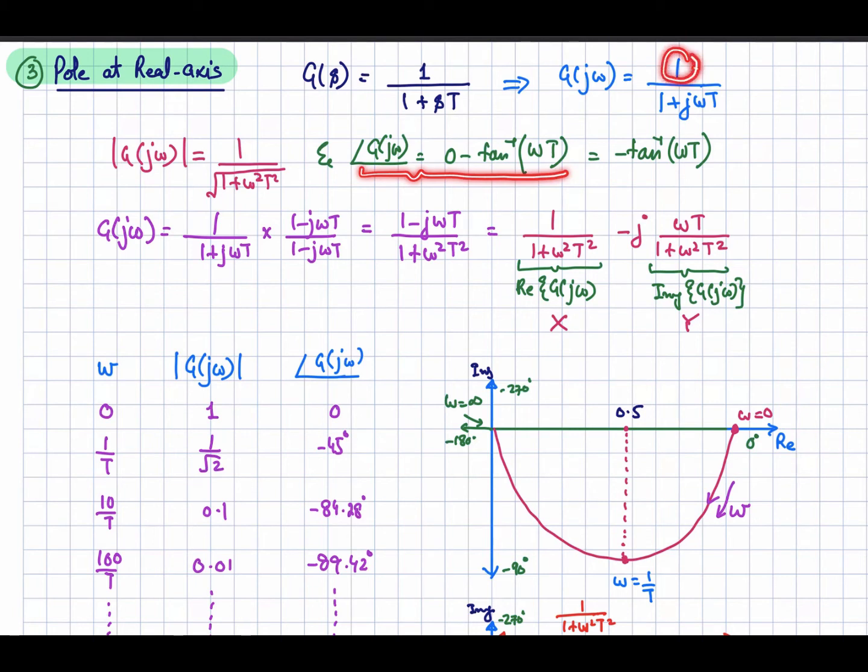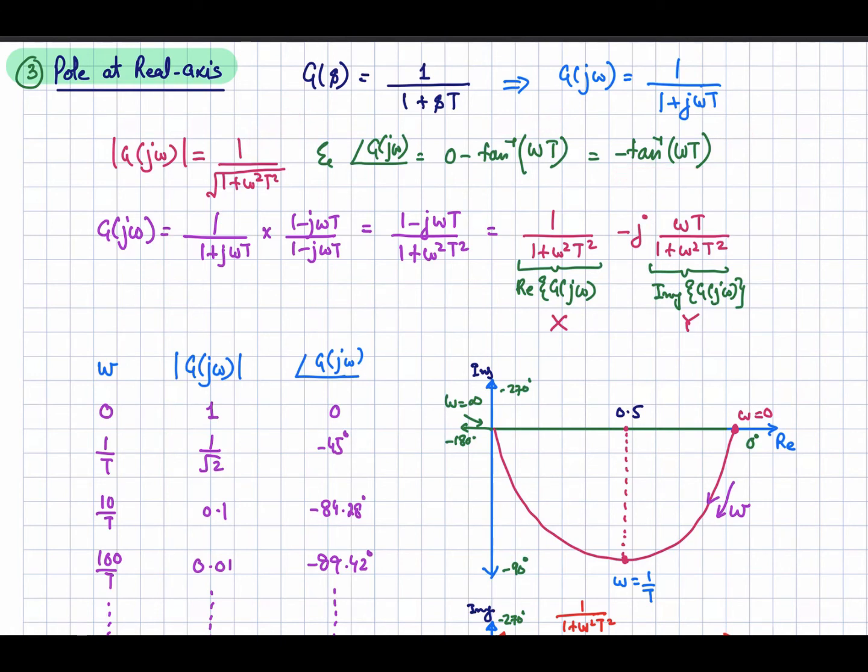The phase of this constant is 0°, and the phase of this part can be obtained as tangent inverse of the imaginary part, that is equal to omega T, divided by the real part, that is equal to 1, so minus tangent inverse of omega T, and it can be written like that. So this is the phase and this is the magnitude of this pole which is at the real axis.